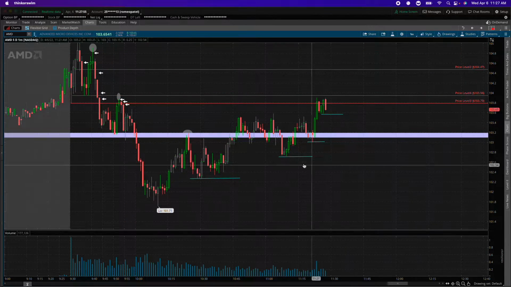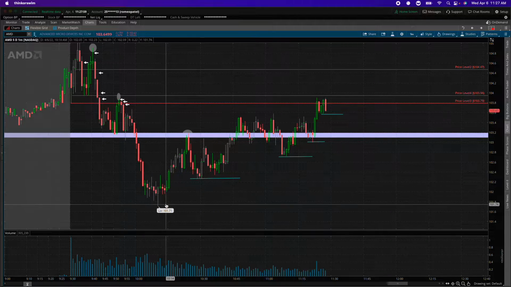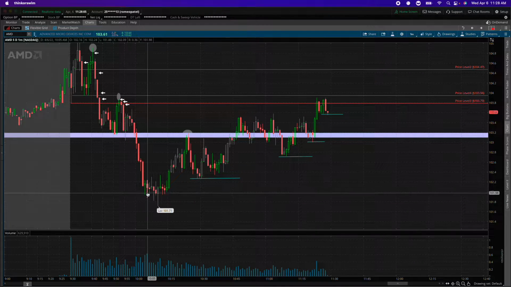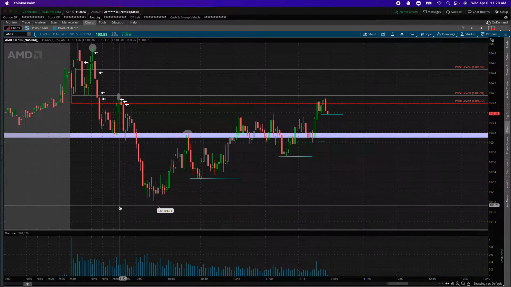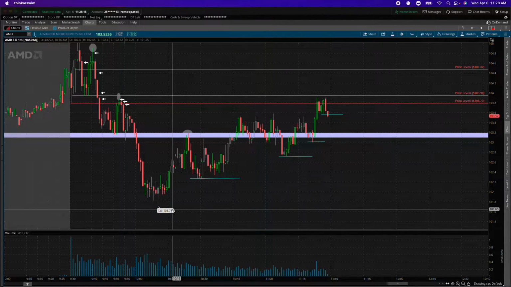So I'll give you an example. When I got into calls was right at this level right here in the beginning. And I got in because, like you said, you start noticing all these wicks at the bottom, but this was an area of demand from previous days, right?